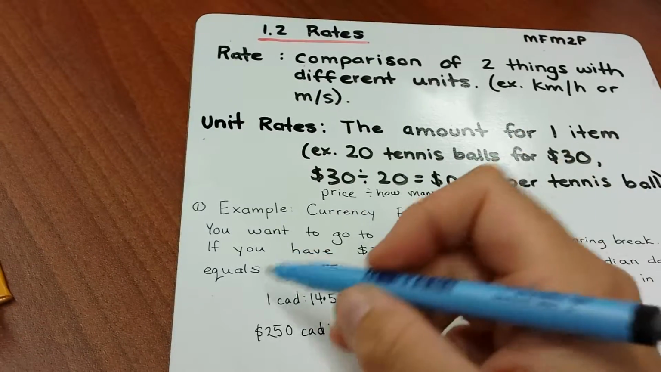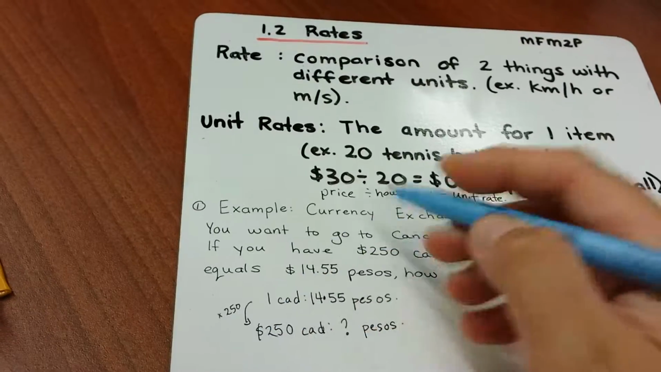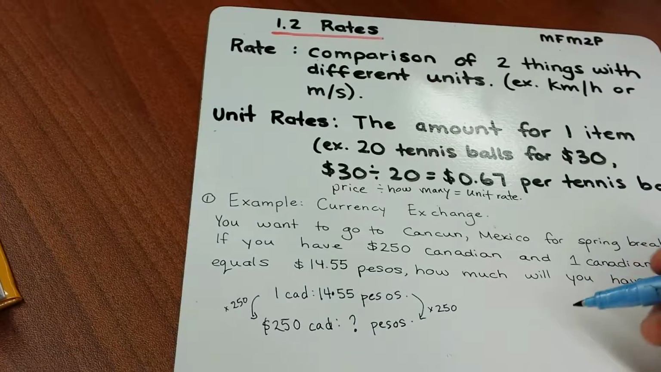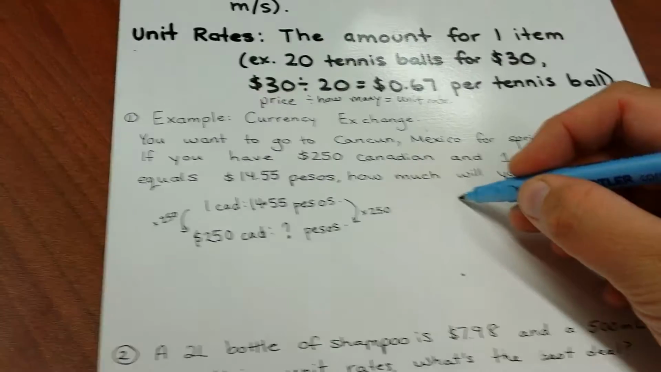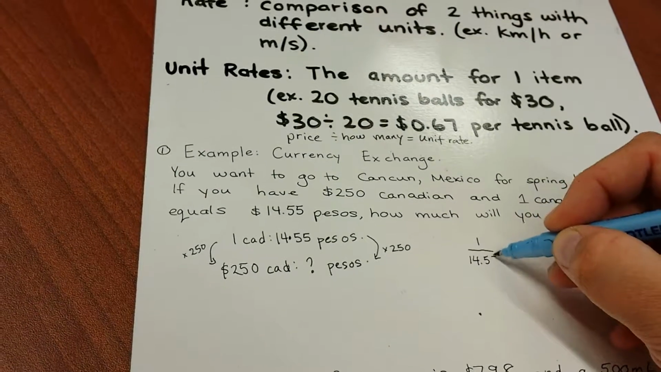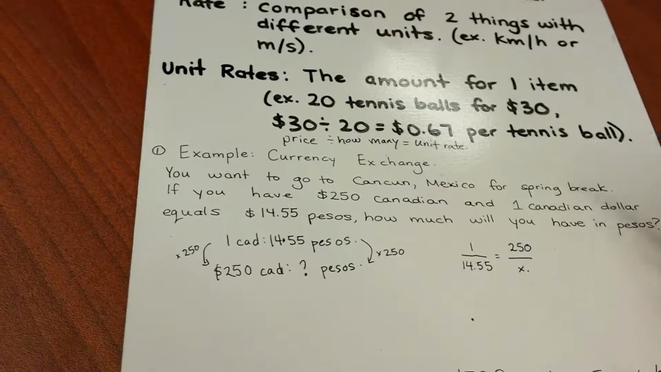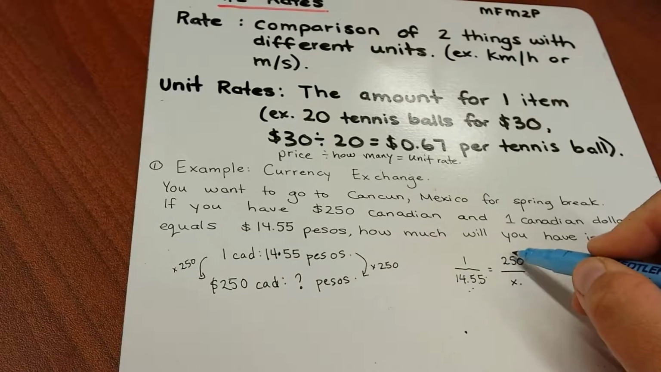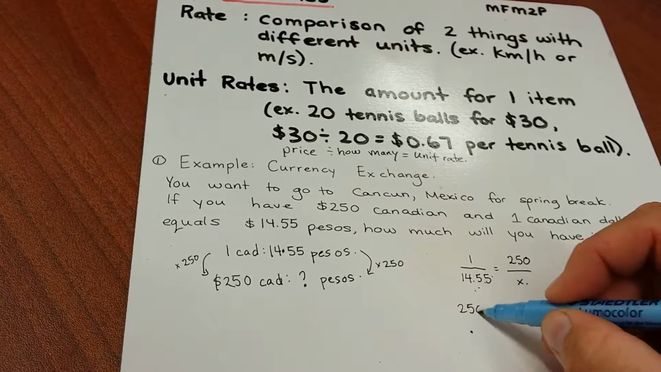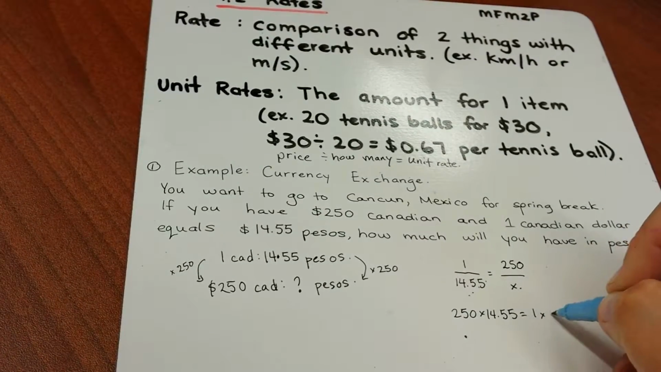All right, so if you're the kind of person that likes to be like, okay, I'm going to times this by 250 and see what we get, that's fine. If you want to set it up in a cross multiplication situation, if that's how you like to do these questions, you can do $1 Canadian is like 14.55 in pesos. So 250 Canadian is going to be, we don't know how much in pesos, so you can do cross multiplication. We do one arm of the x times equal to the other arm of the x, so we do 250 times 14.55 equals 1 times x.